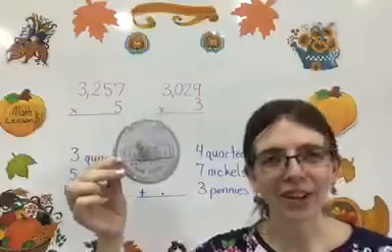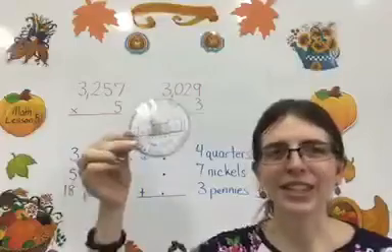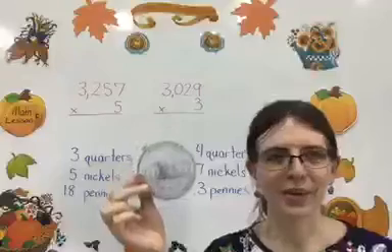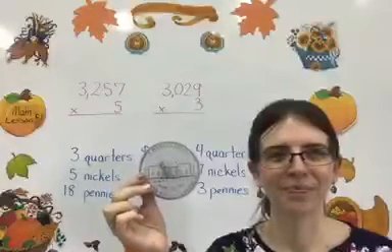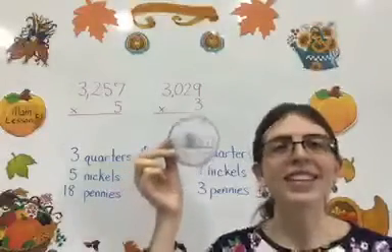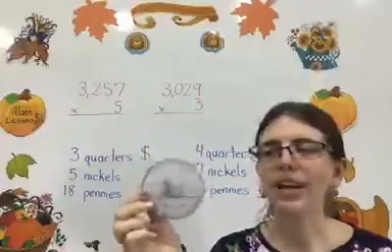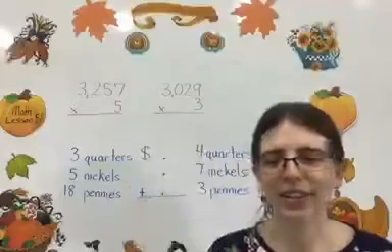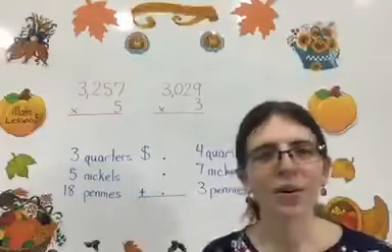The nickel. Very good. This coin is a nickel. How much is it worth? What is its value? 5 cents. Very good. 0.05. 5 cents for every nickel. Excellent. What coin is this?